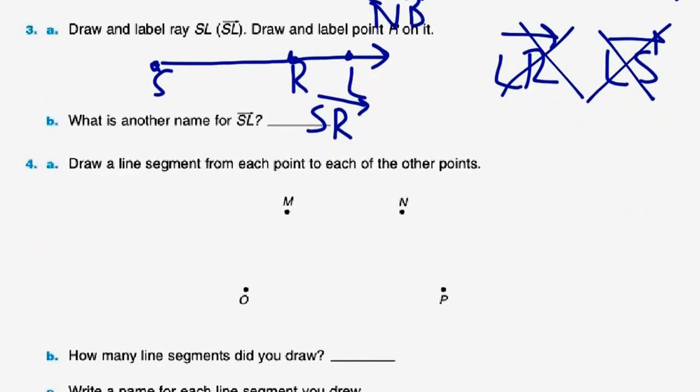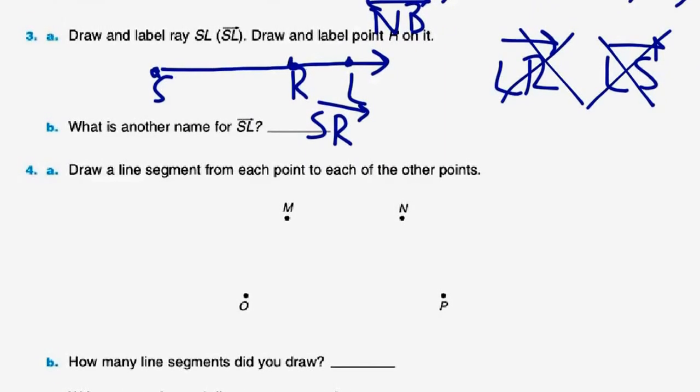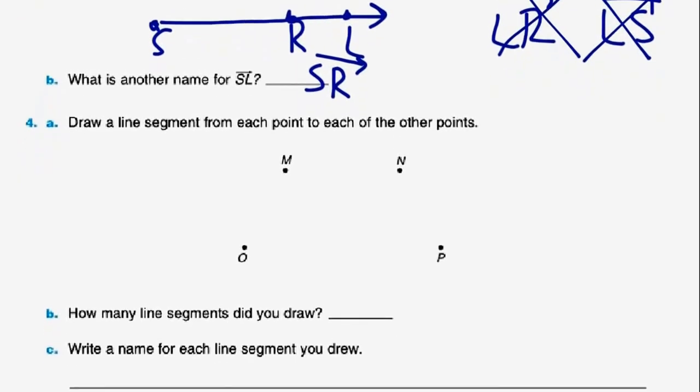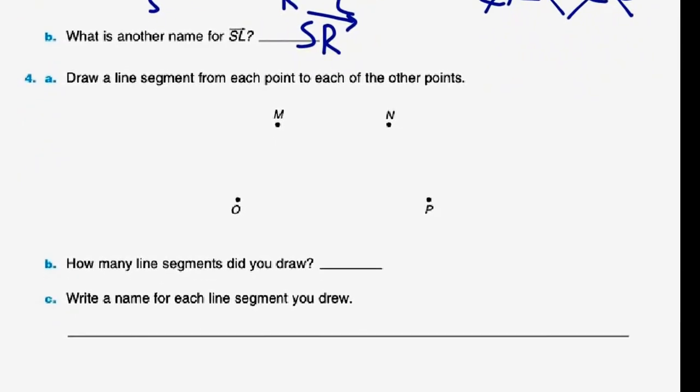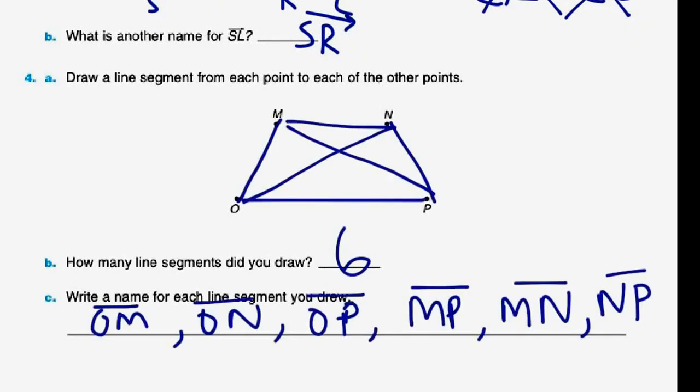Number 4A is going to ask us to draw a line segment from each point to each of the other points, and then it wants to know how many line segments did we draw and to name each one. Okay, so go ahead and try that on your own and come back and unpause me when you've done that. Okay, so hopefully your drawing looks something similar to mine here. Of course much neater since you've used your straight edge.